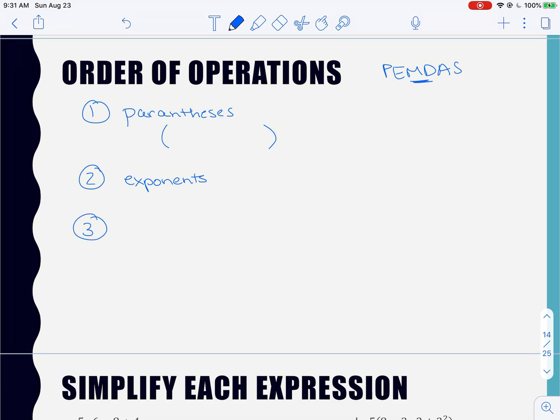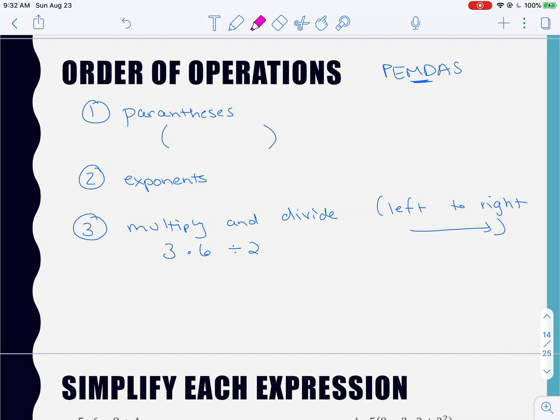Step 3, the M and the D go together for step 3. So it's multiply and divide. And you're going to go in order from left to right. So whatever comes first, you're going to do first. So if division comes first, divide first. If multiplication comes first, you're going to multiply first. So for instance, if I had 3 times 6 divided by 2, notice from left to right, multiplication comes first. So I'm going to multiply first. So 3 times 6 is 18, and then we're going to divide by 2.